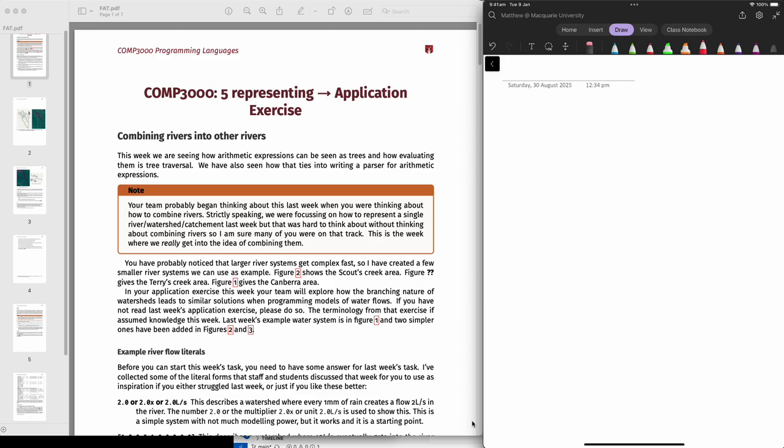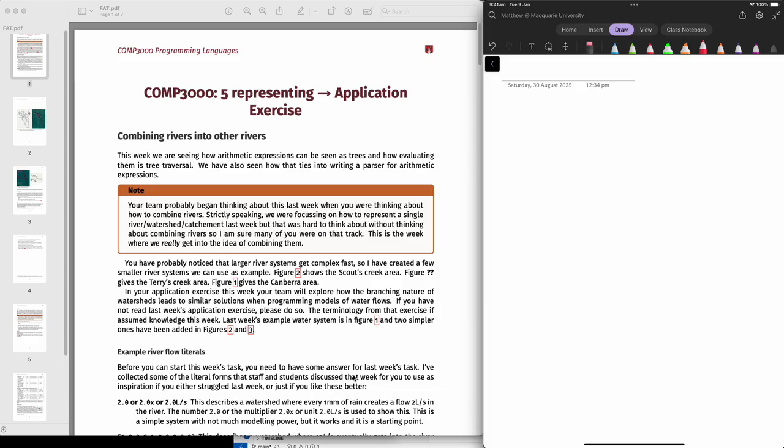G'day. We're going to think about approaches to the week 5 application exercise. Now there's a written solution to go with this. This is an addendum to that, I suppose. I'm going to go over the same things, but I'm going to do it just in a visual form, which allows us to build up the concepts a bit easier than reading a document that's just kind of a one and done thing.